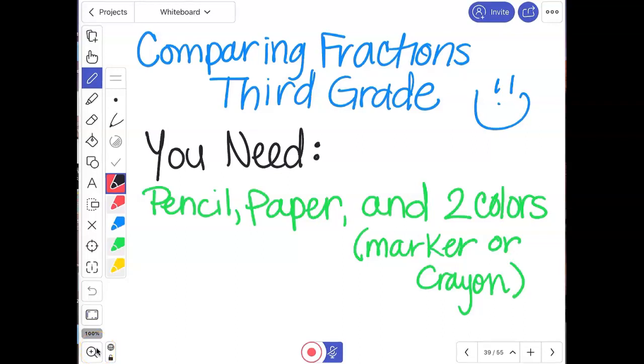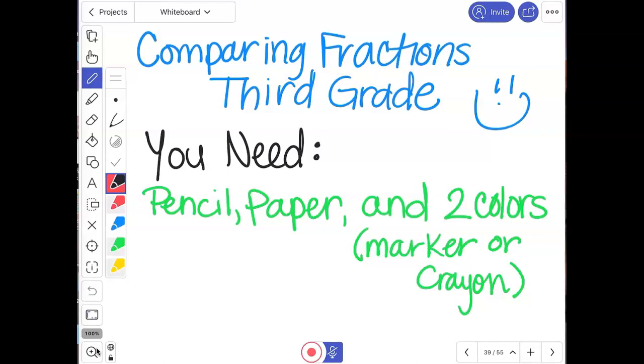Hi there, third graders! This week in math, we're going to continue talking about fractions, and in doing so, we're going to be comparing them. So we're going to take everything we've learned over the last few weeks about what fractions are, how we build them out of shapes, how we represent them on the number line, and all of that, how we decompose them, and we're going to use that to help us compare fractions.